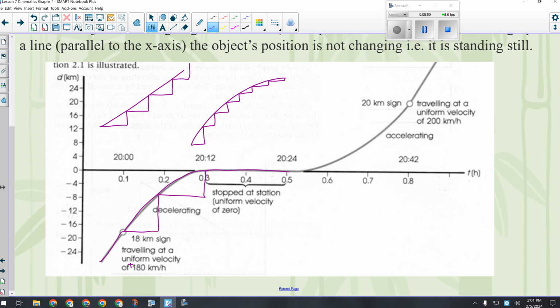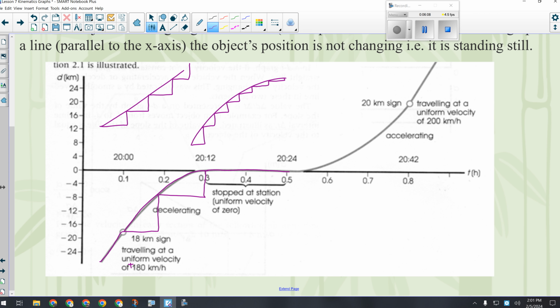The position is constant, it's at 0. It's at the station, it's not moving, okay? There's no vertical movement of the points on the graph, right? That means the position's not changing. If your position's not changing, then you're not going anywhere, okay?